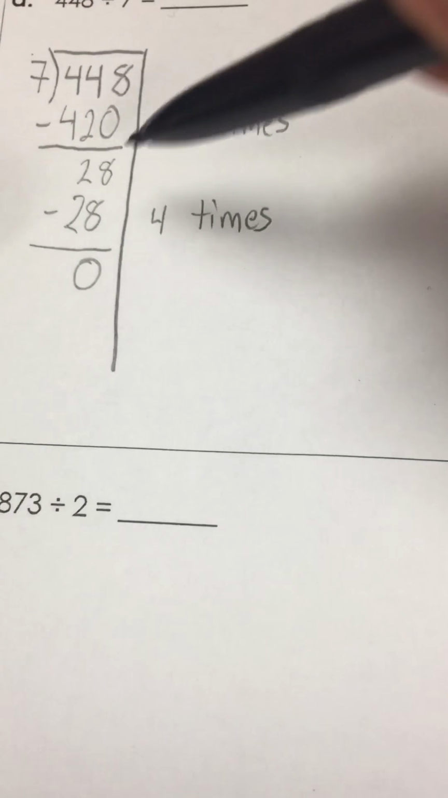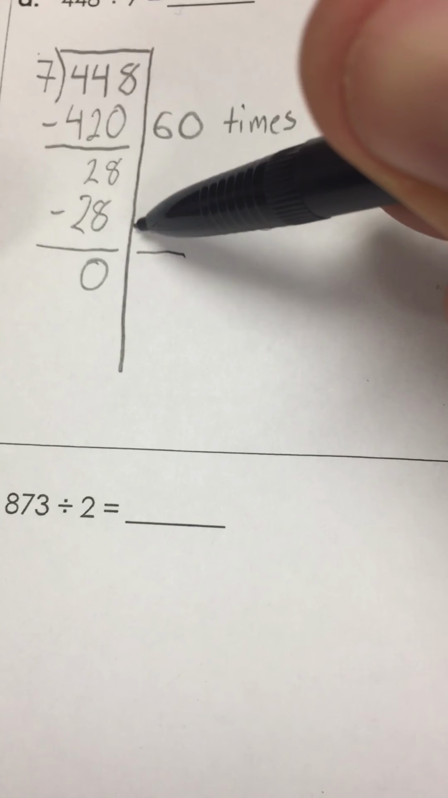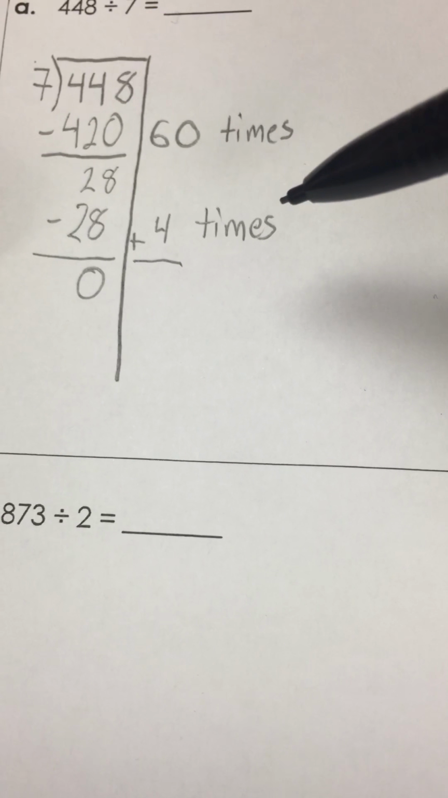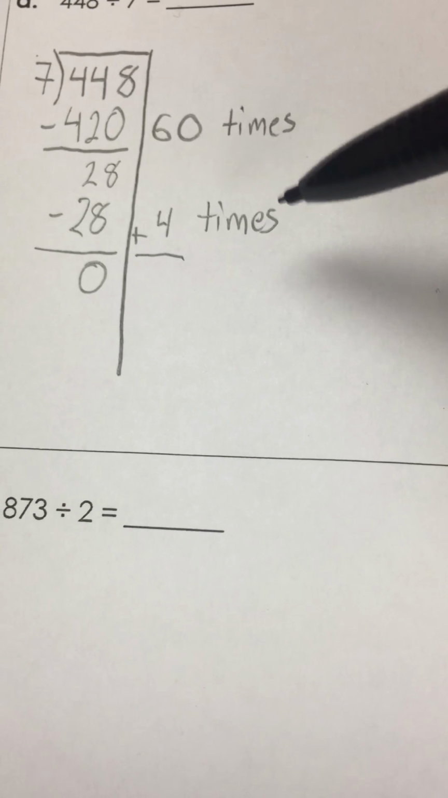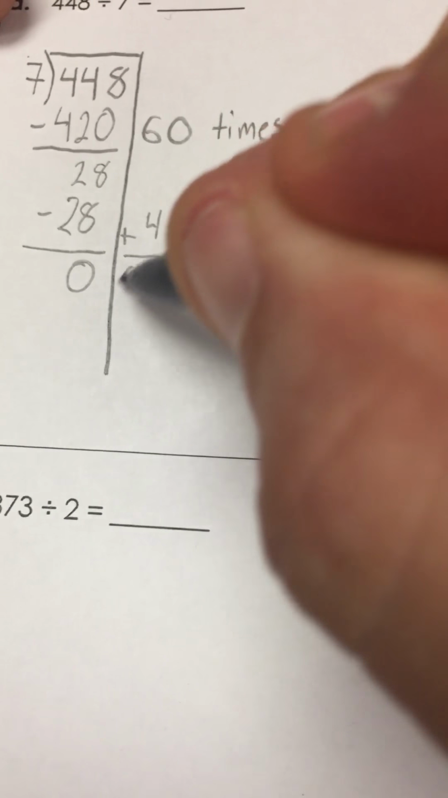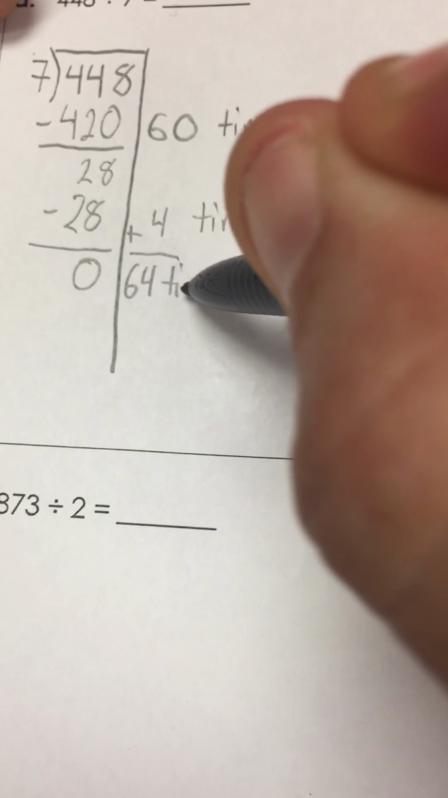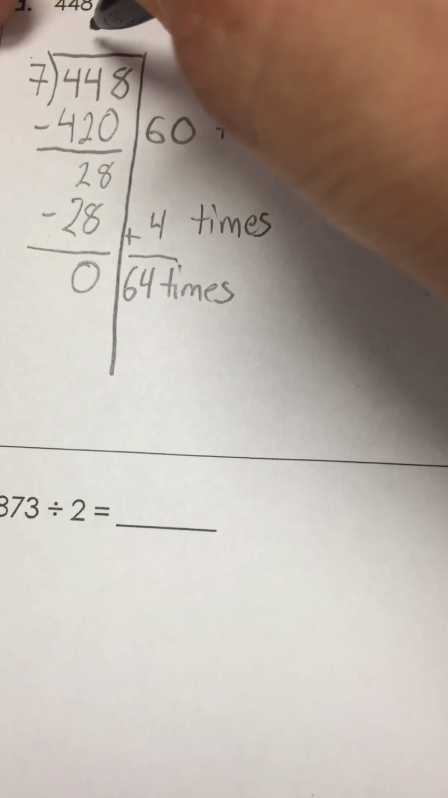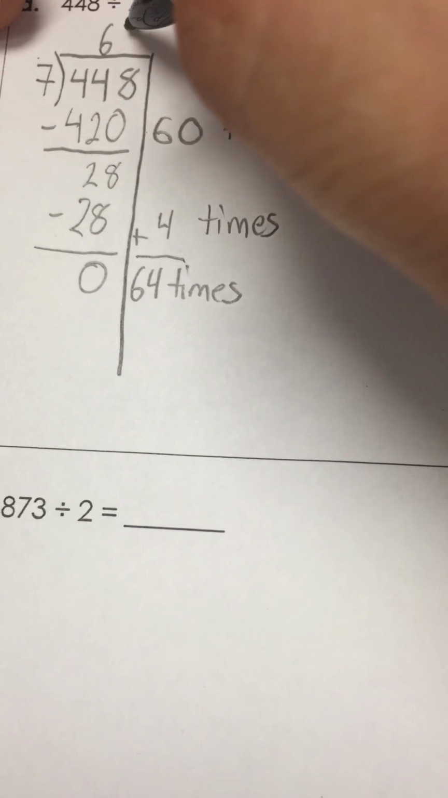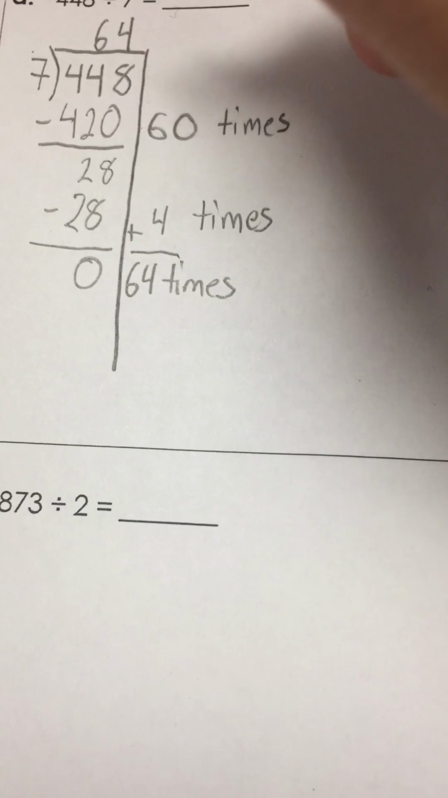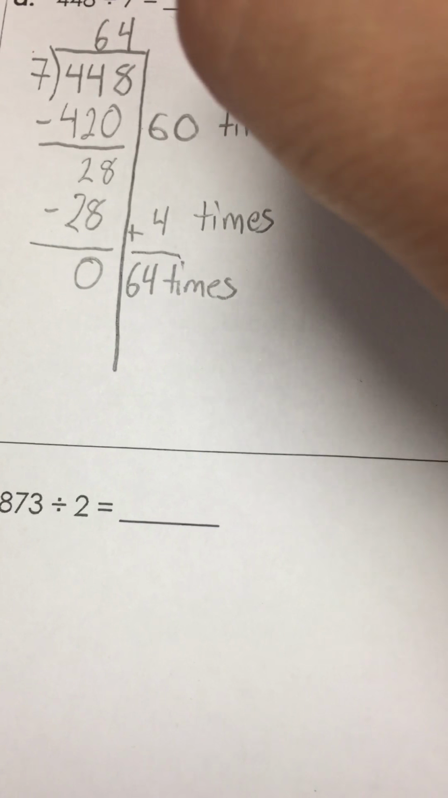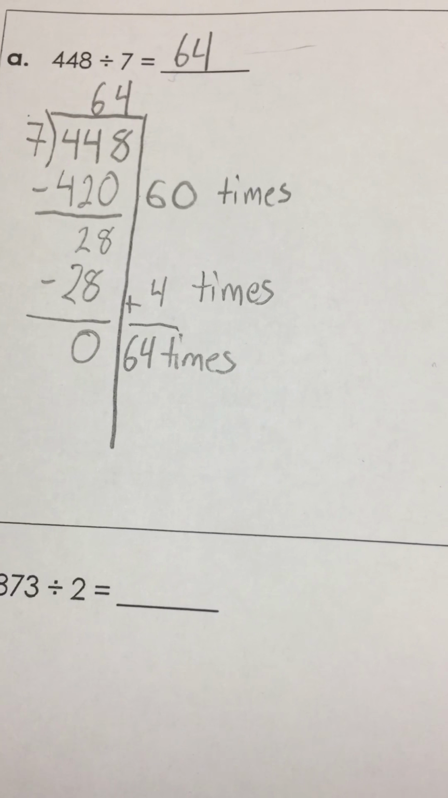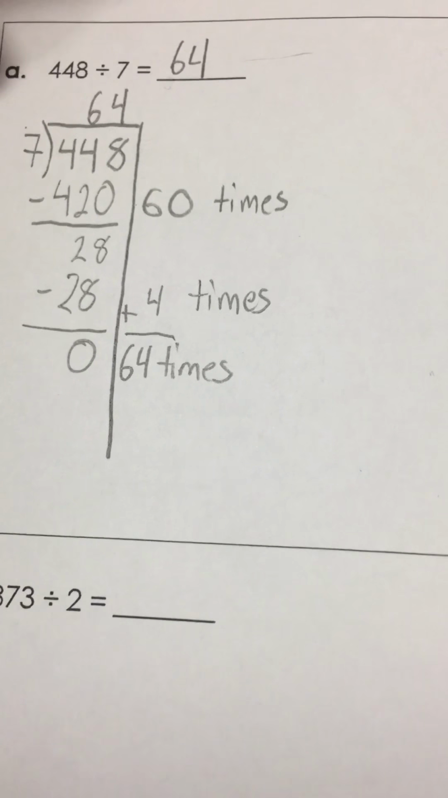And that tells me that when I add up my partial quotients, how many times does it all go in? What's my total quotient? Yes? 64. 64 times, exactly. And so I know that I'm going to write my partial quotient up here on the top as 64. We always kind of push it over to the right side here. Our answer is 64.